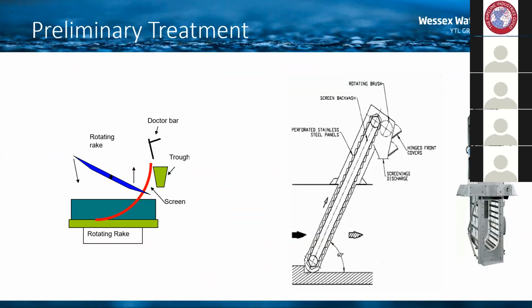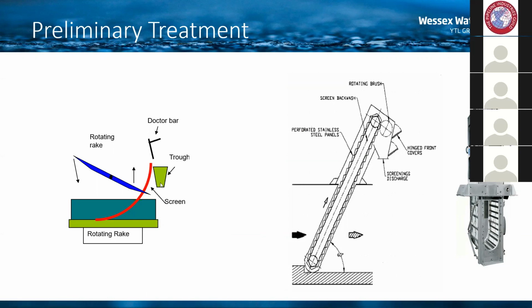The one on the left shows a rotating rake screen. As the name suggests, it's a rake and it rotates. What it does is pick the rag up out of the effluent and scrape it up that red line that you can see there, which is the screen. It picks the rag up, scrapes it up, and scrapes it off into the trough. So that's one example of a screen that we see out on some of our sites.